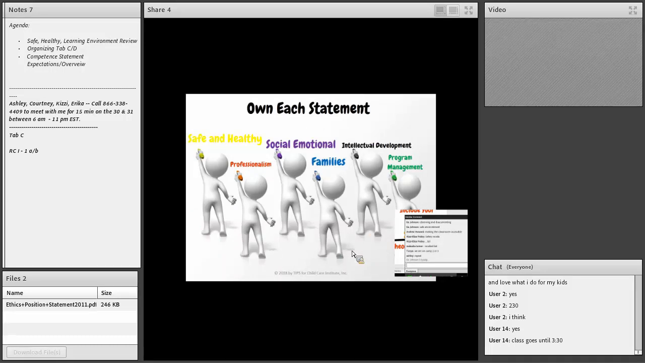Own each statement. They are your statements. Statements about health and safety, statements about professionalism, social, emotional, families, intellectual development, and program management. You guys have this inside of you. And even just today with what we did as a review for Safe and Healthy, I'm so proud of you guys and everybody who participated.